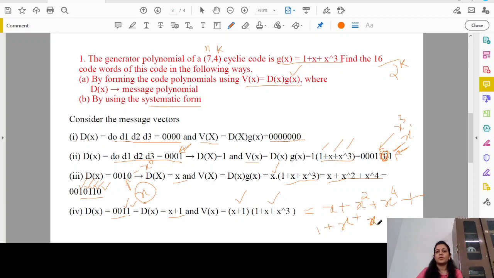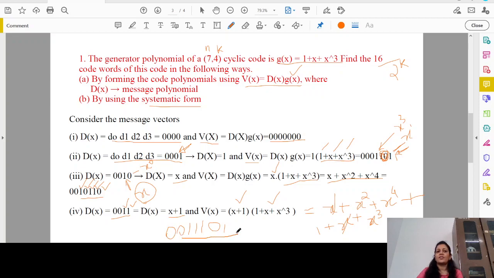cube. Alright. So now x and x will get cancelled because we are performing modulo 2 addition. You have a coefficient of x power 0 as 1. Therefore v of x would start with 1. Coefficient of x power 1 is not present, so I will take the bit as 0. Coefficient of x square is there, take 1. Coefficient of x cube is there, take 1. Coefficient of x power 4 is there, therefore take 1. We do not have coefficients of x5 and x6, therefore I will take them as 0 and 0.